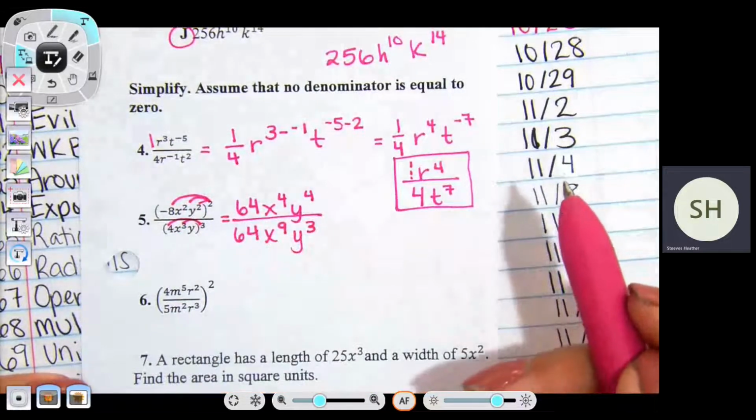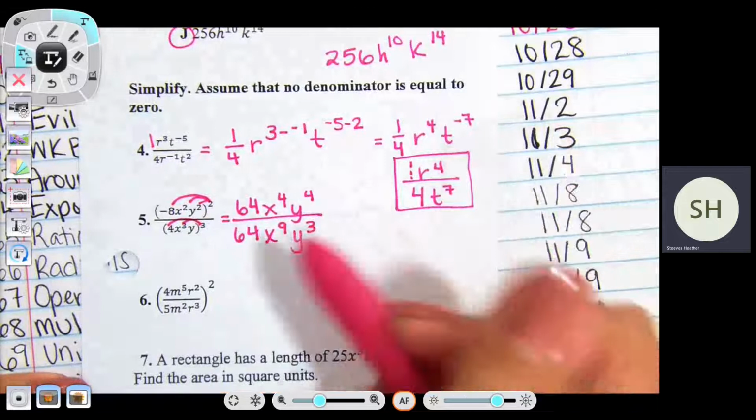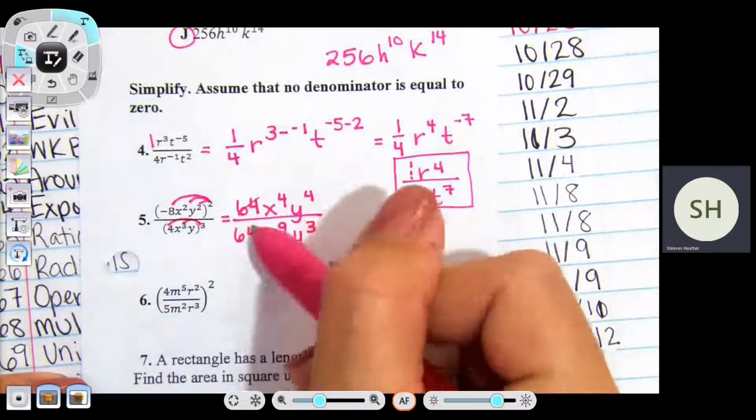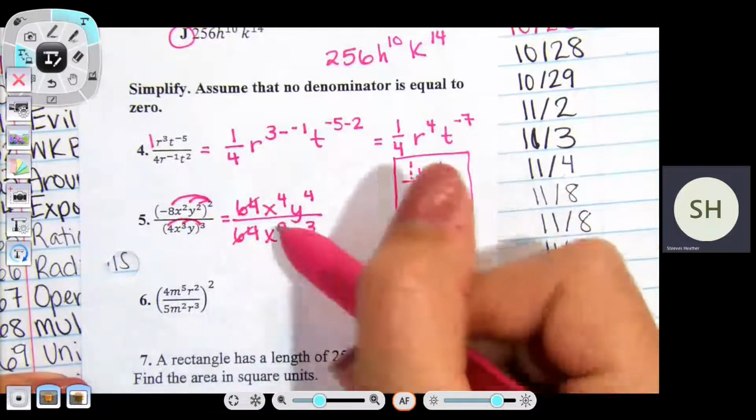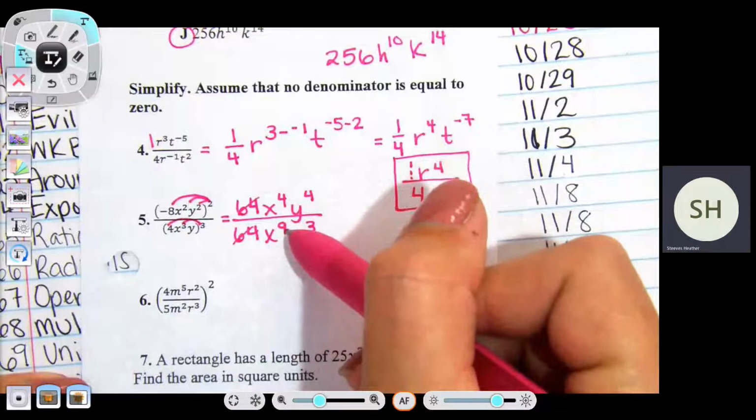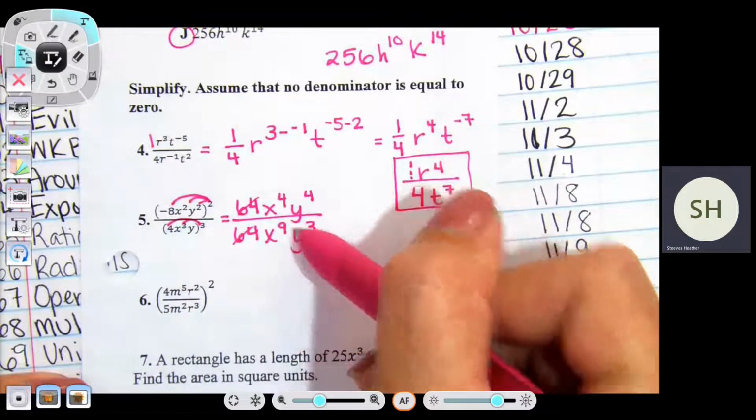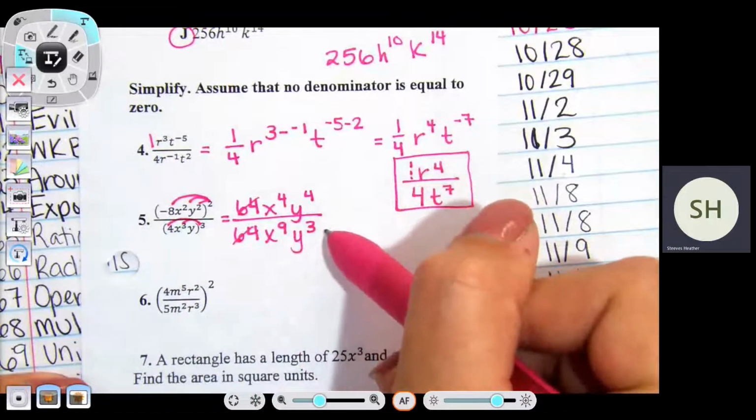Now it's a division property, so I am simplifying using division. 64 divided by 64 just makes 1, so they just really cancel. And then I have 4 minus 9. That's going to make -5, and 4 minus 3 is +1.